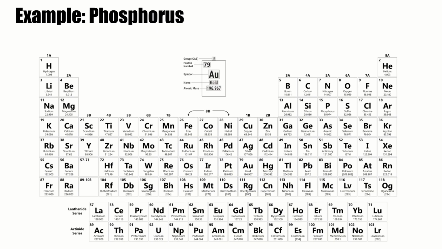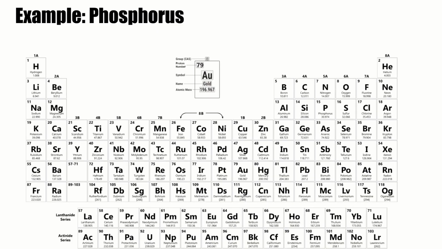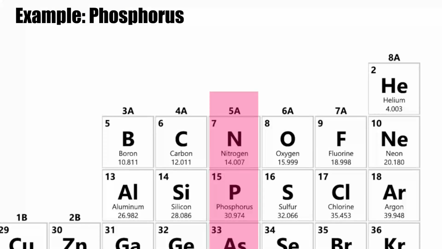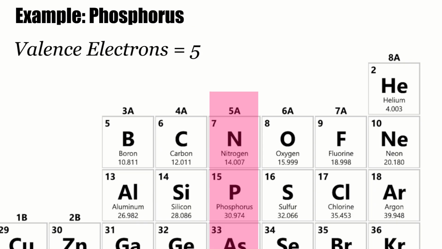Here's how we draw a Lewis dot diagram. We're going to use phosphorus as an example. First, we identify the number of valence electrons that phosphorus has. We can look at our periodic table and see that phosphorus is in column 5A, so we know that it has 5 valence electrons because that's the pattern in valence electrons.